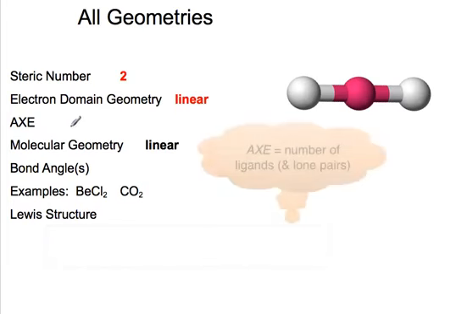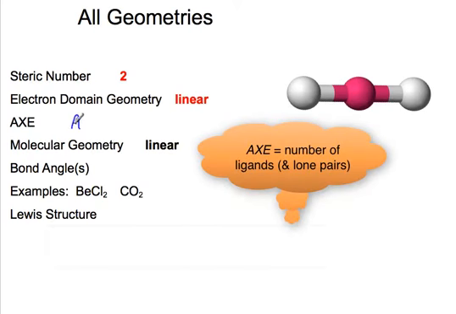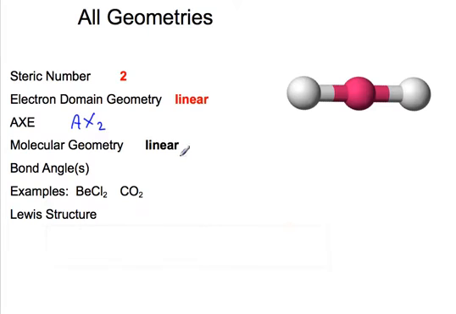In terms of the AXE notation, then it becomes very straightforward. AXE, remember the X referring to the ligands. If there's only 2 ligands, no lone pairs, AXE2, and the molecular geometry is linear. So this is one of those ones I was talking about earlier. This is one of those ones that gives you both an electron domain geometry and a molecular geometry that are the same. So the bond angle, as we just saw, is 180 degrees.